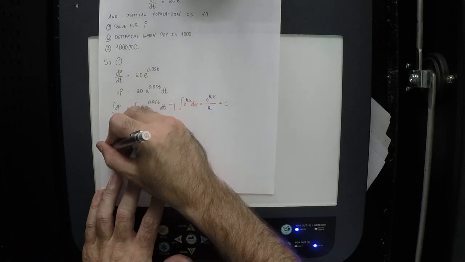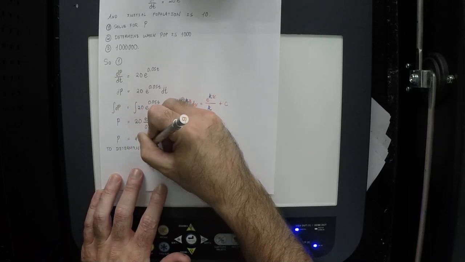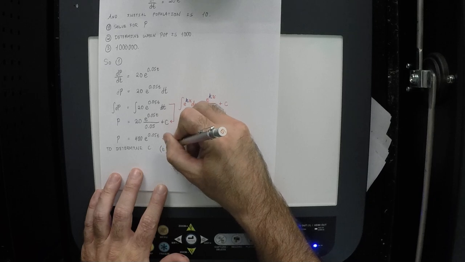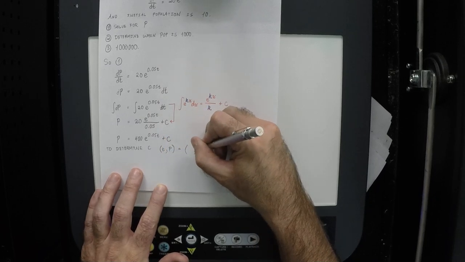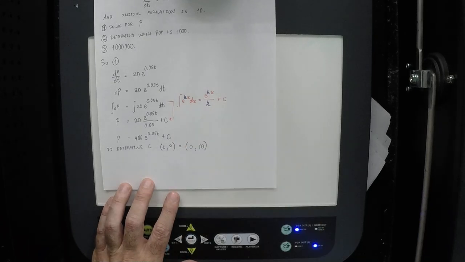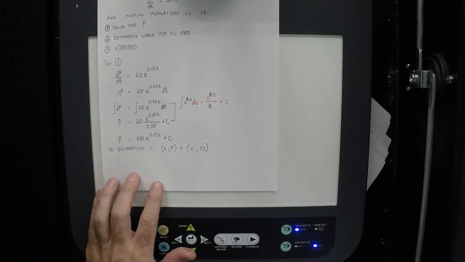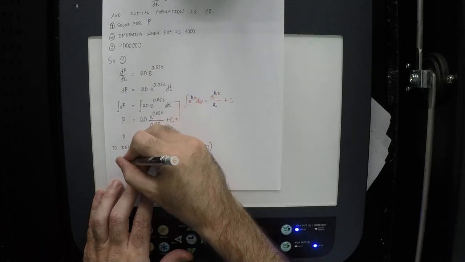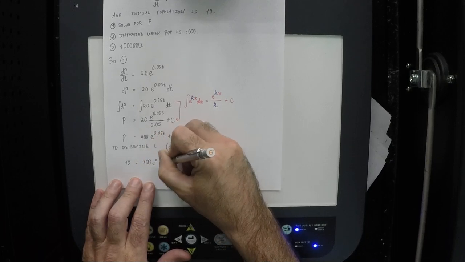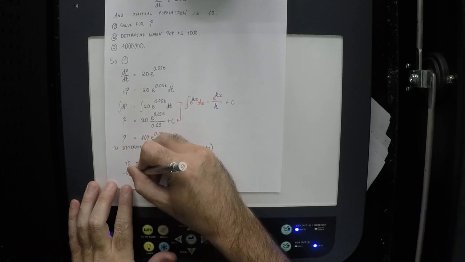Okay, so to determine C, we can't just substitute for P, we have to also know what T is. So you're telling me that we know that P is 10, okay, at zero. And how do you know that the time is zero? Is the initial population. So if we substitute P and T in there, then we get 10 equal to 400 times the exponential of 0 plus a constant. The exponential of 0 is 1, so negative 390 is C.